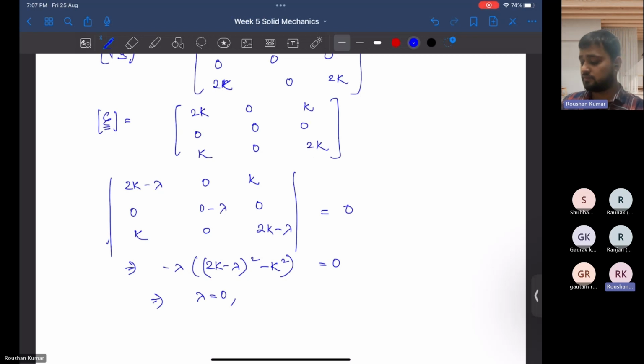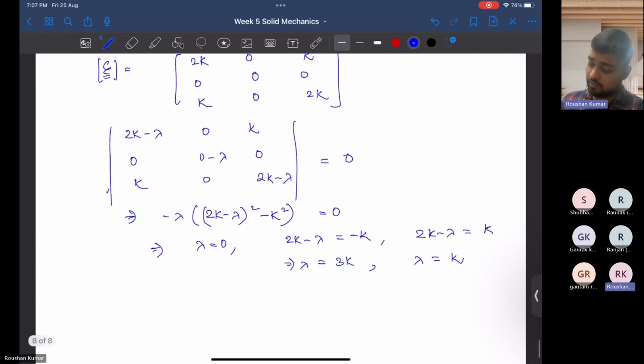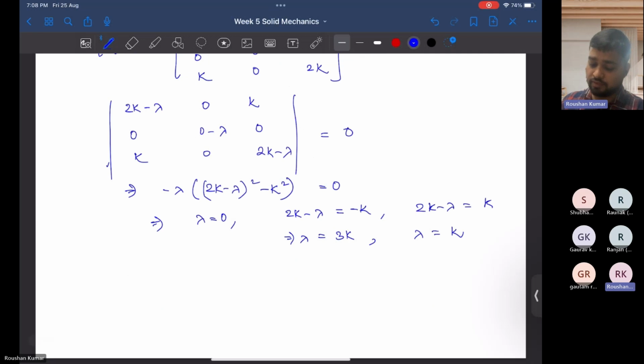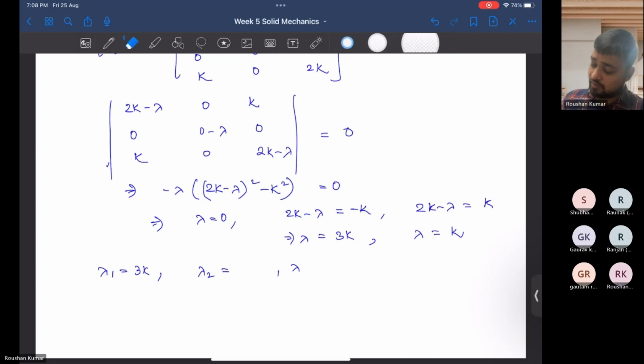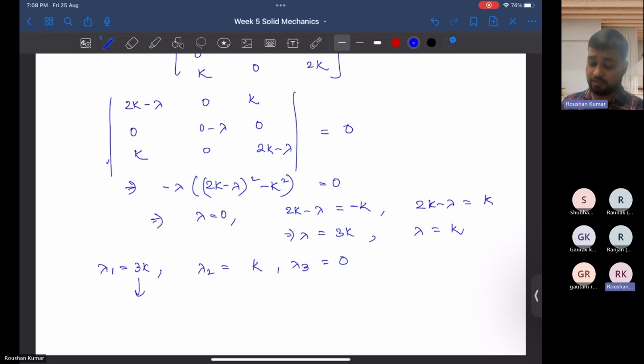So 2k minus lambda equal to minus k, or 2k minus lambda equal to k. From here we will get lambda equal to 3k, and here we will get lambda equal to k. So we find the principal values: lambda 1 equal to 3k, lambda 2 equal to 2k, and lambda 3 equal to 0... sorry, lambda 2 equal to k and lambda 3 equal to 0. So the maximum unit elongation is 3k.